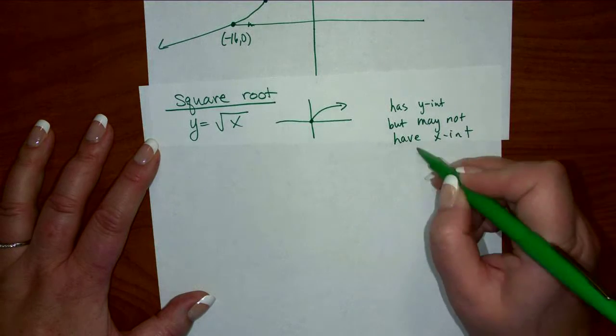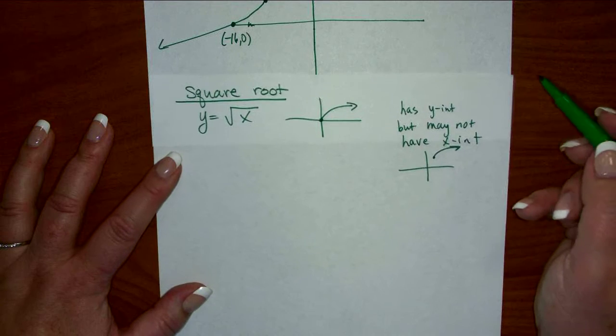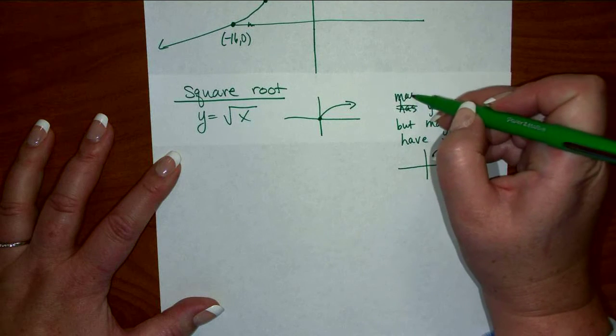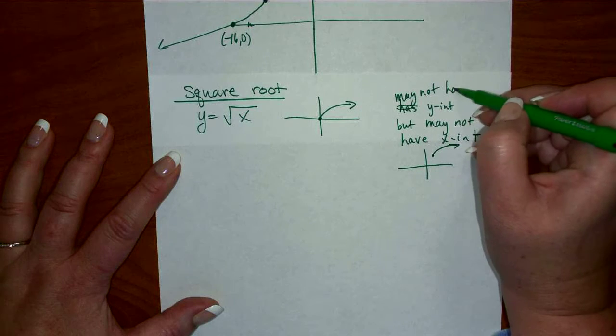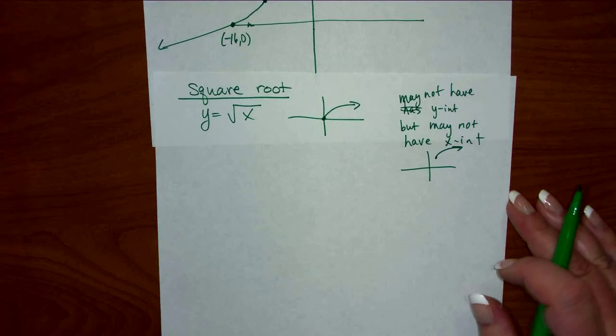So may not have either. May not have a y-intercept and may not have an x-intercept. So it just might have that point, that vertex, and then you just draw it.